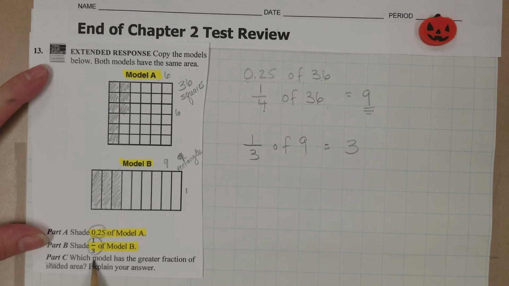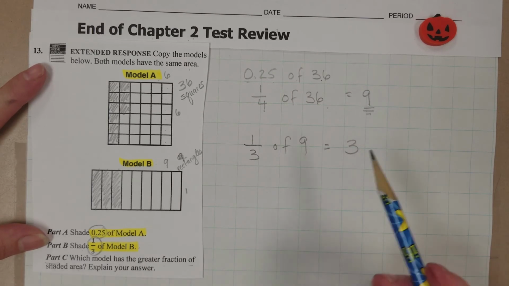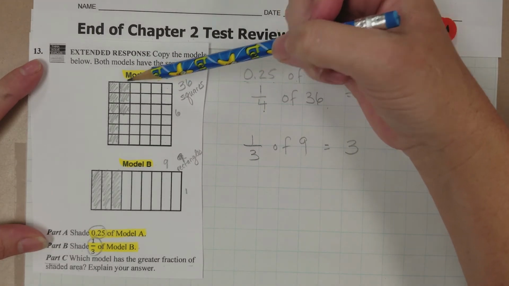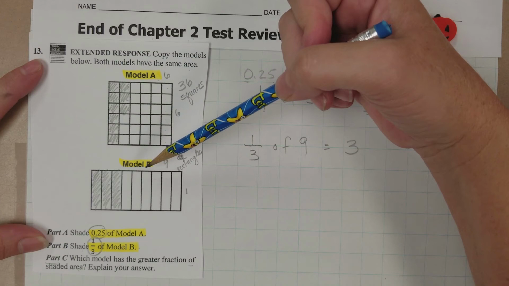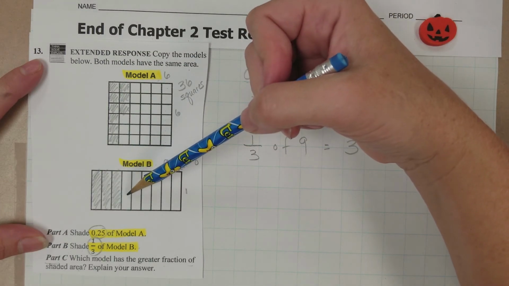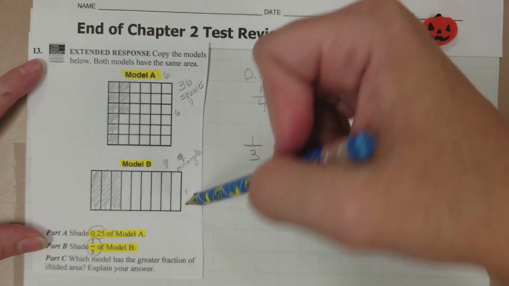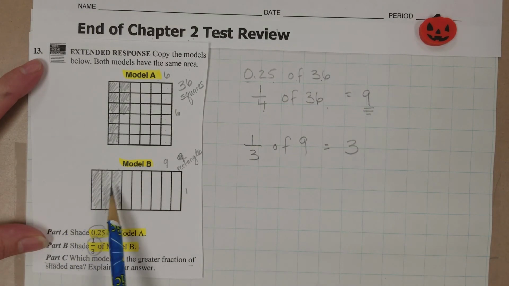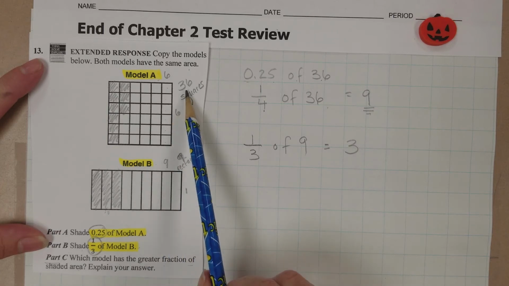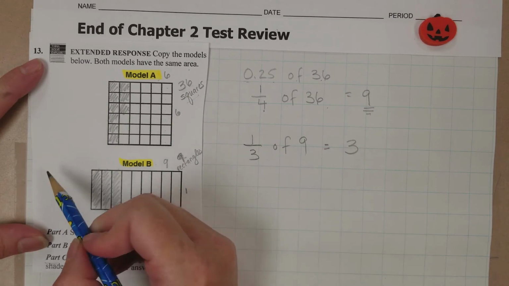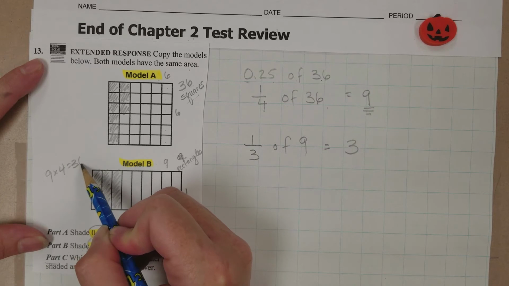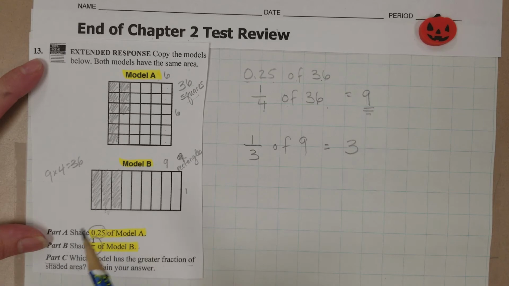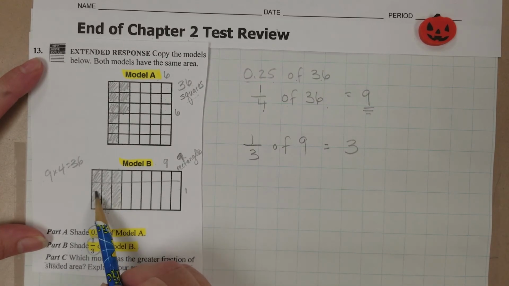Now, part C says, which model has the greater fraction of shaded area? Explain your answer. Well, we can't compare right now because Model A is made up of squares and Model B is made up of rectangles. So it's difficult for us to compare. What we can do, though, is change these rectangles into squares. We have 9 rectangles. We want to make this into 36 squares. 9 times 4 equals 36. So each rectangle needs to become 4 squares. I do this by drawing 3 lines.